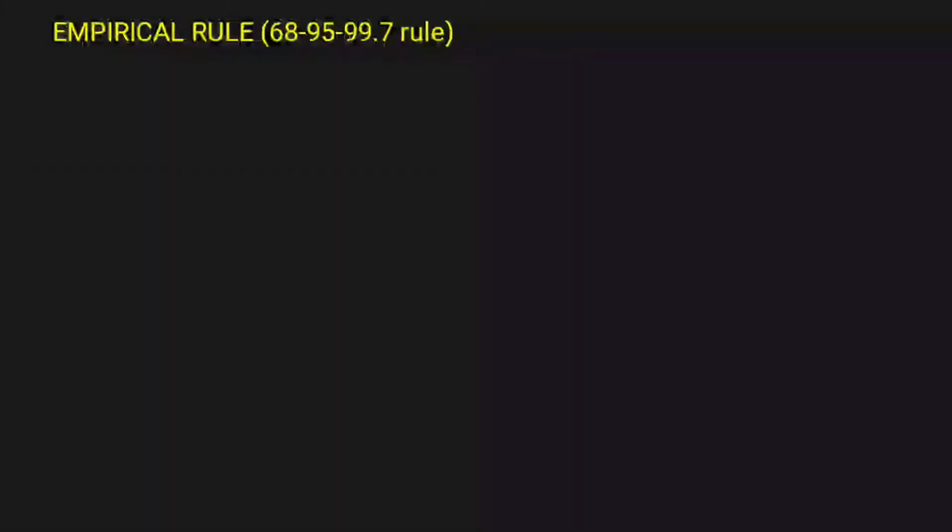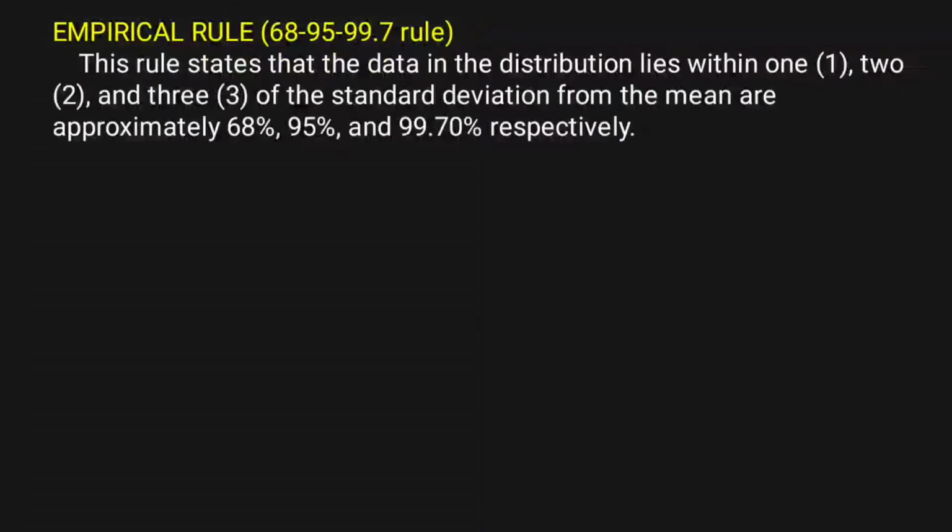Okay, so next, let's define the empirical rule or the 68, 95, 99.7 rule. So this rule states that the data in the distribution that lie within 1, 2, and 3 standard deviations from the mean are approximately 68%, 95%, 99.7% respectively. So kapag 1 standard deviation from the mean, approximately 68%. 2 standard deviations from the mean, approximately 95%, and 3 standard deviations from the mean, 99.7%.